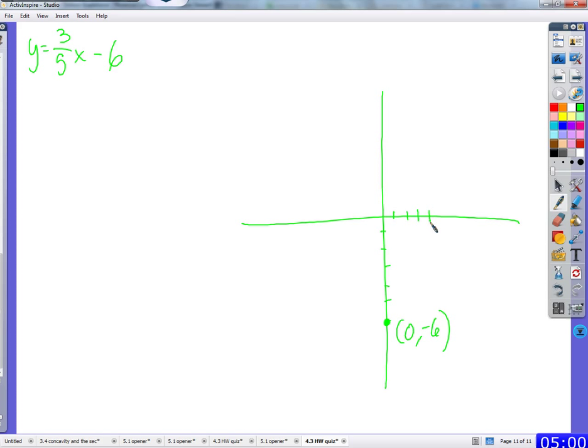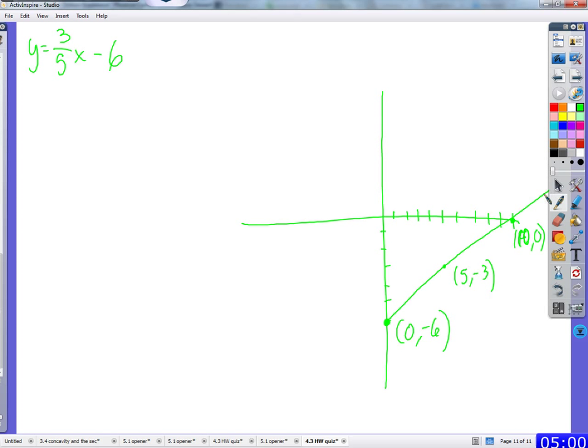1, 2, 3, 4, 5. And move up 1, 2, 3. And there we go. If we move over another 5, 10. 1, 2, 3, 4, 5. We move up another 3. We're at 5, negative 3. Here we're at 10, 0.